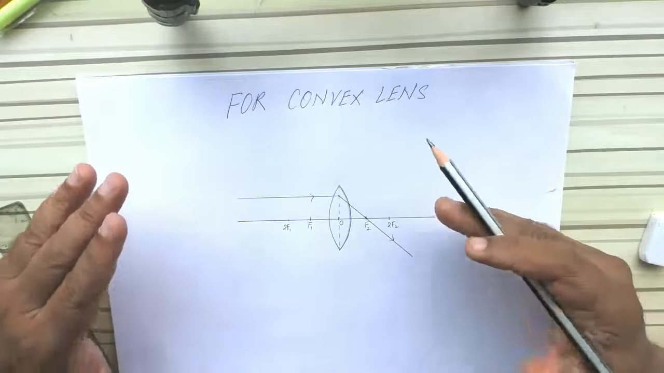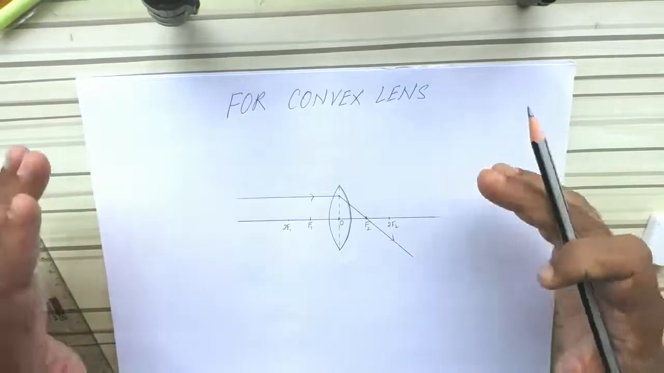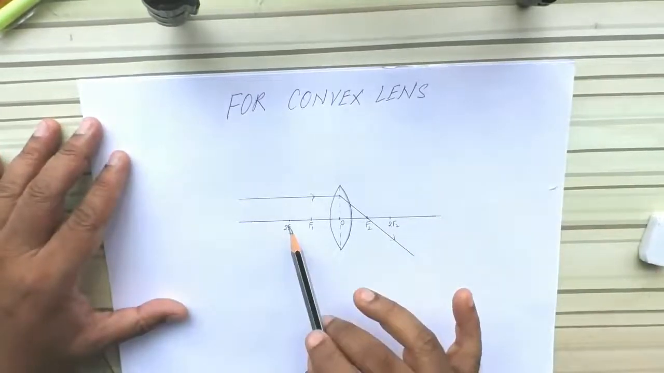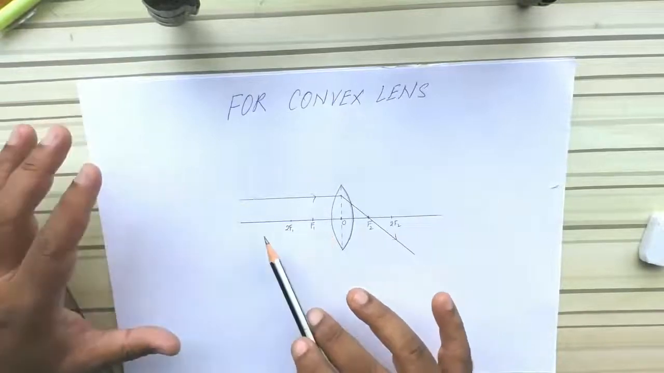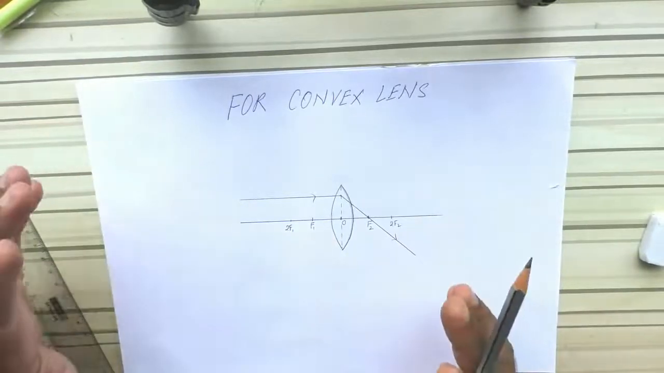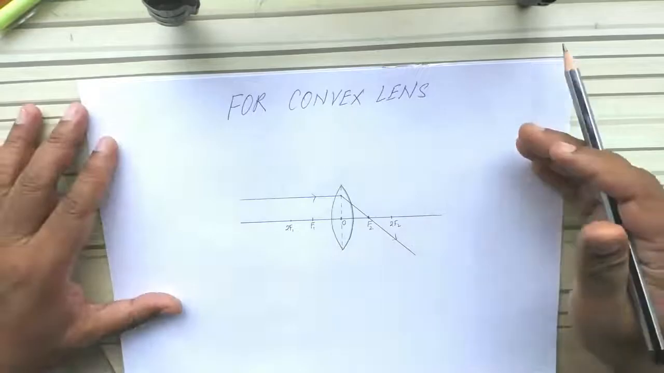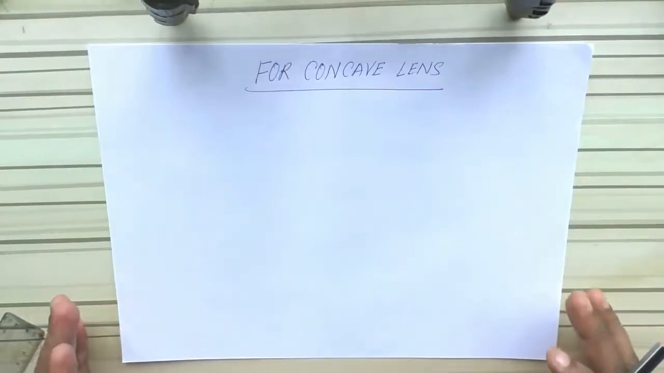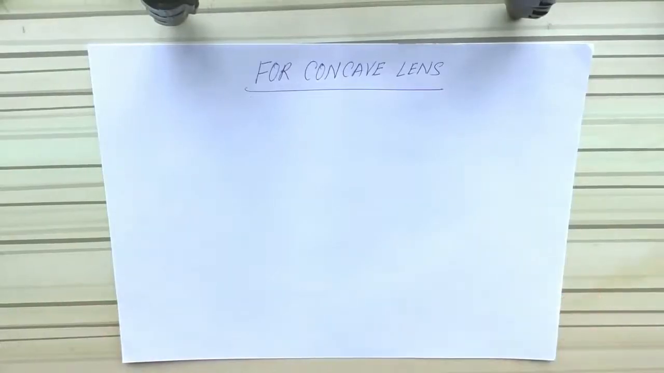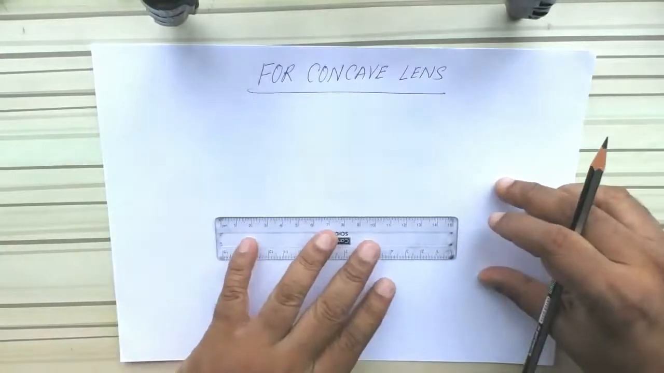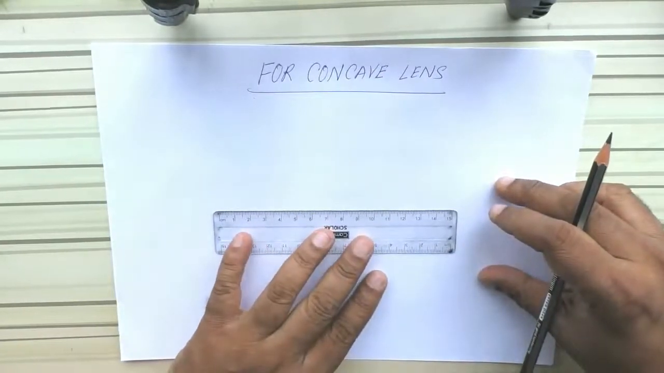You should try to draw the thinner lens, not the thick one. Okay, and this measurement depends on you. If you are comfortable with 6 cm, 5 cm, the gap, it depends on you. Now to draw a diagram related to a concave lens, we should know how to draw this concave lens using a compass.